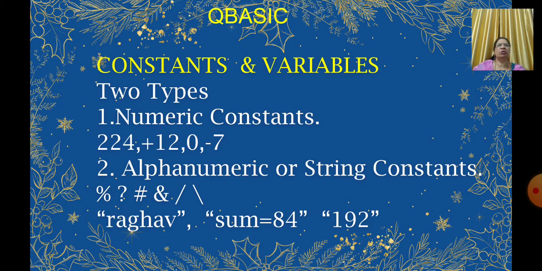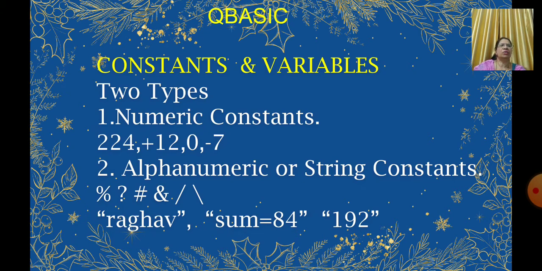In constants there are two types: numeric constant and alphanumeric or string constant. So, what is a numeric constant? Numeric means any number or value, right? It may be positive, it may be negative, a real number. That is known as a numeric constant. For example, 224, plus 12, 0, minus 7. These are all valid numeric constants.